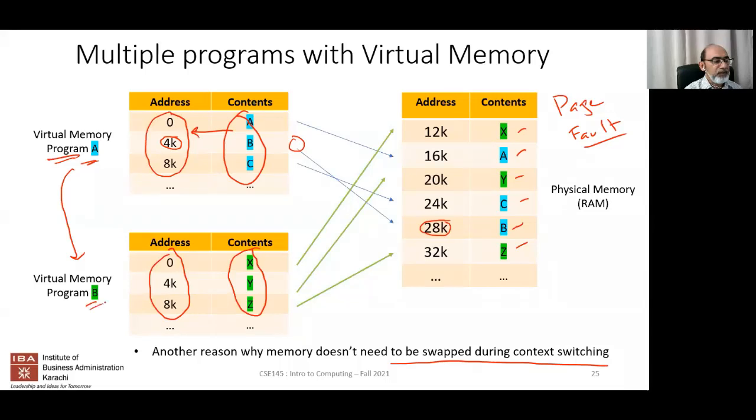When you're running program B and you want to get the contents of address 4K, you're going to go through this pointer. It's going to tell you that it's somewhere, let's say, over here at 20K. So both of those are going to access different contents in the actual physical memory. So I hope I answered your question.